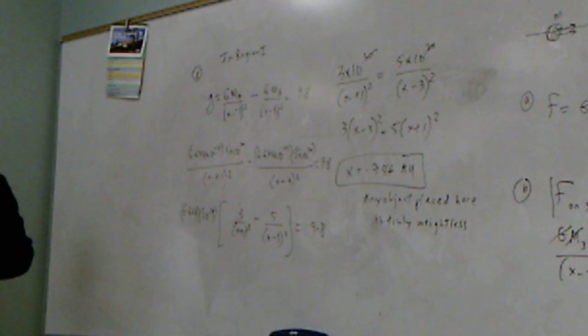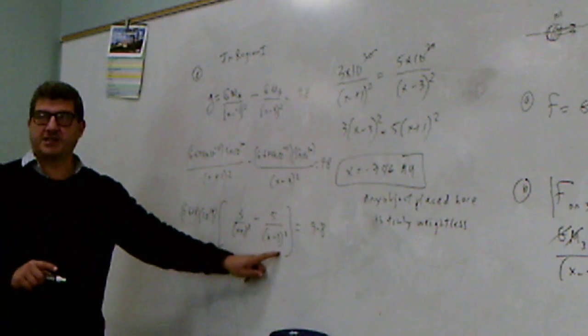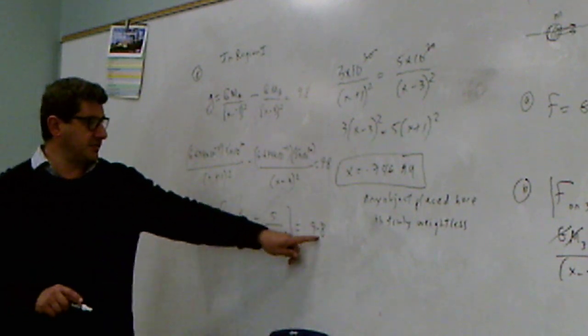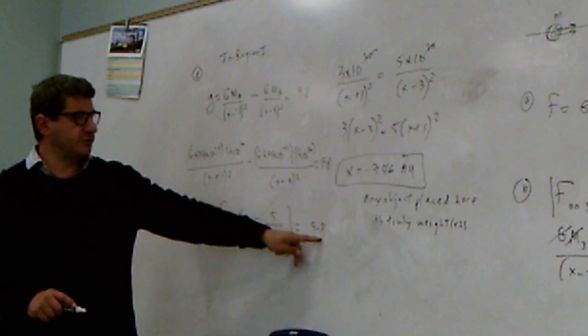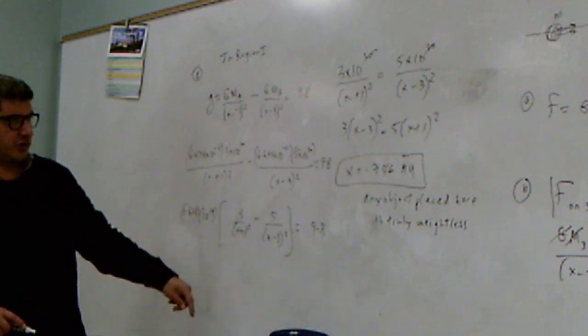However, I do need to account for the fact that these are AUs now, right? Because this is equal to 9.8 meters per second squared. In order for it to be meters per second squared, I need to change this to AU.